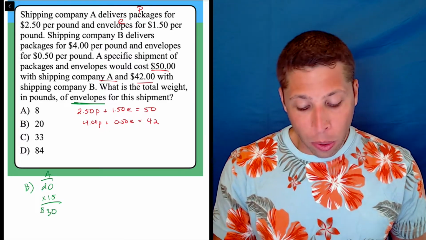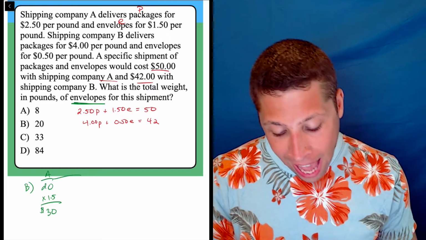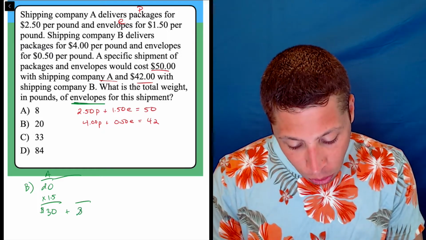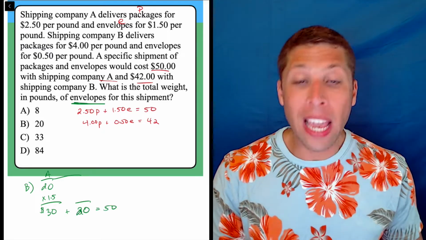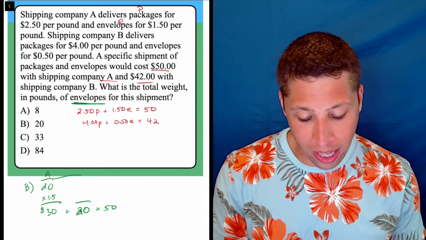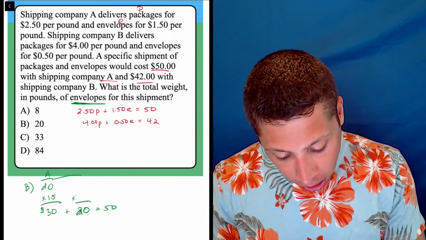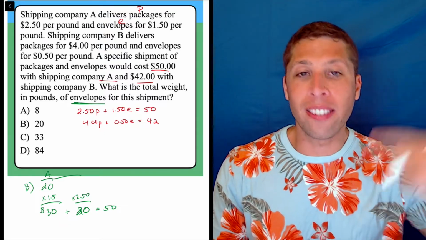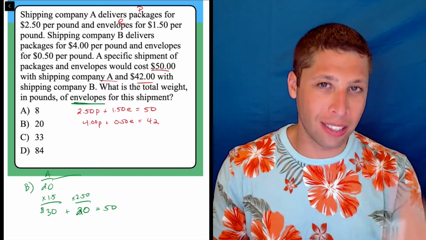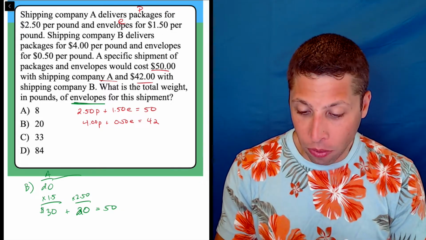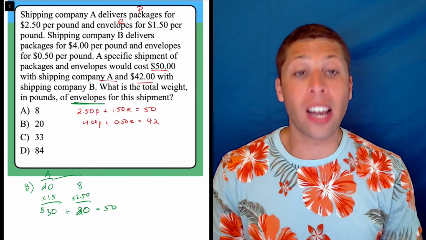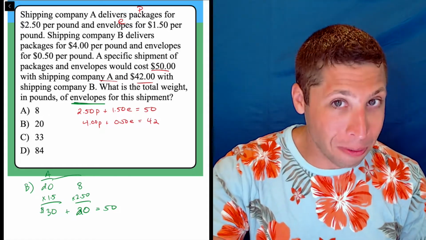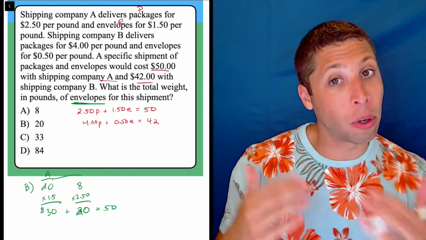Okay, great. What that also means for shipping company A is that we're going to need to get a total of $50 worth of stuff. So I need another 20 to be able to add this up. So how am I going to get to another $20 if the packages are $2.50 a piece? I'm working backwards here, but basically we're going to divide the $20 by 2.50 and see what that gives us. So 20 divided by 2.50 is an even number, which is a good sign, of 8. So 8 is the pounds of packages, and 20 is the pounds of envelopes. I got the 20 from the question. The 8 I had to work backwards and solve for.